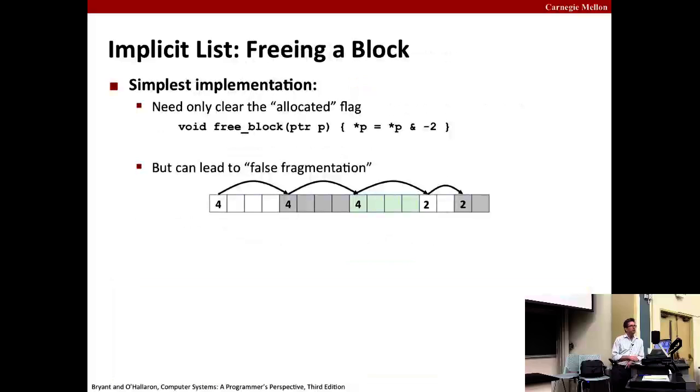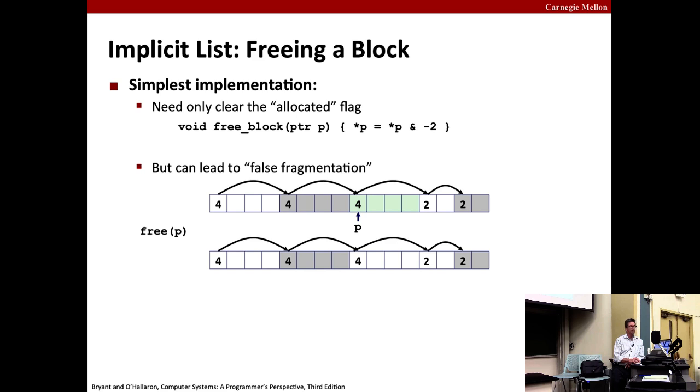Now, another question is how to free a block. So the application has called free, and it's asked the allocator to free up a particular block. This is pretty simple. If we want to free up the block we just created, you just clear the allocated flag. You just set the allocated bit to 0, and you're done. It's really simple.